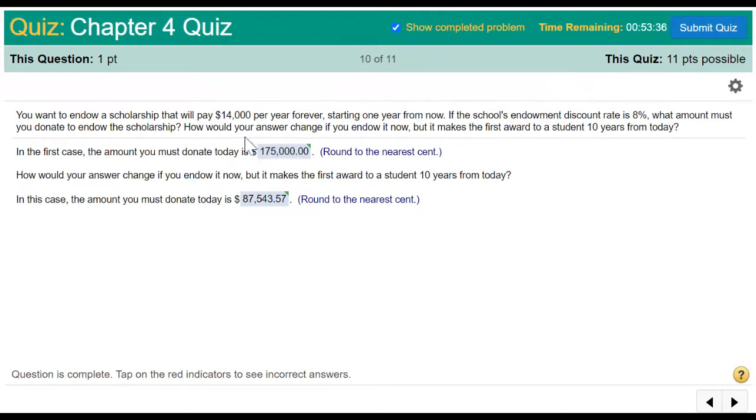And then all the person is saying is, what amount must you donate to endow the scholarship? How would your answer change if you endow it now but make the first award to a student 10 years from now? Okay, so just give me the present value. I can put this money in, and when it gets to this, right after 10 periods, we'll pay this forever. Any questions here?